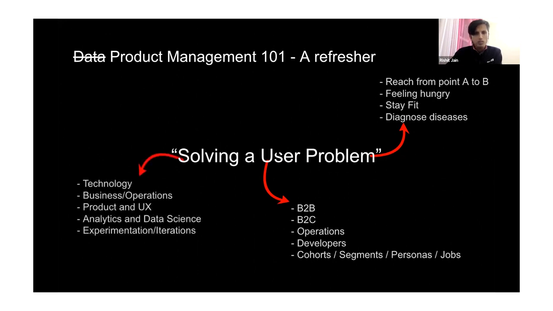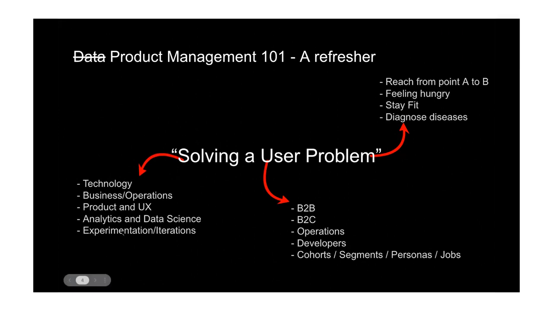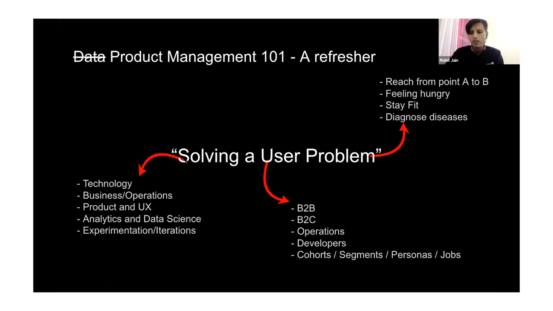And then we come to solving, right? Once you've identified a problem and the users for which you want to solve these problems, you use technology, business and operational processes, product and user experience design, analytics, data science, experiment over those solutions, iterate, and then come to a solution where you're trying to find a product market fit, right?